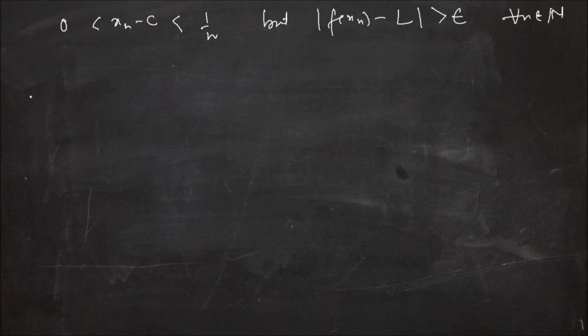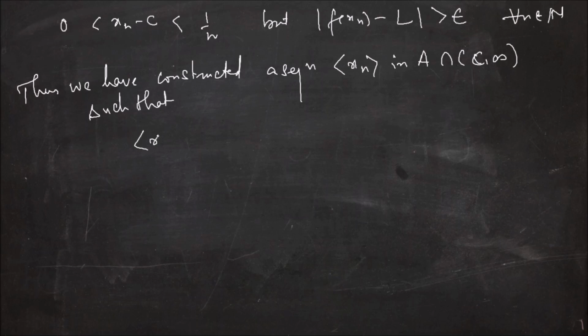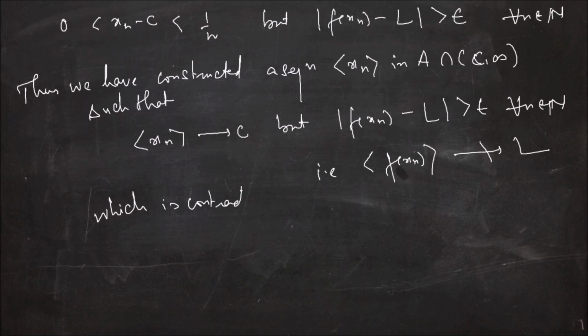Thus we have constructed a sequence x_n in A intersection (c, infinity) such that x_n converges to c, but f(x_n) minus L is greater than epsilon for all n belonging to N. That is, f(x_n) does not converge to L, which is a contradiction to the second condition.